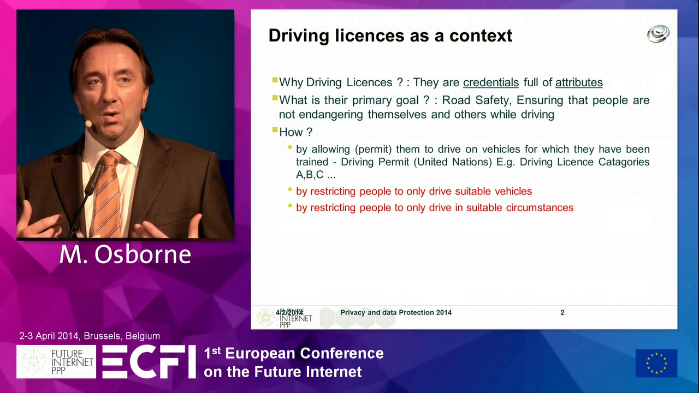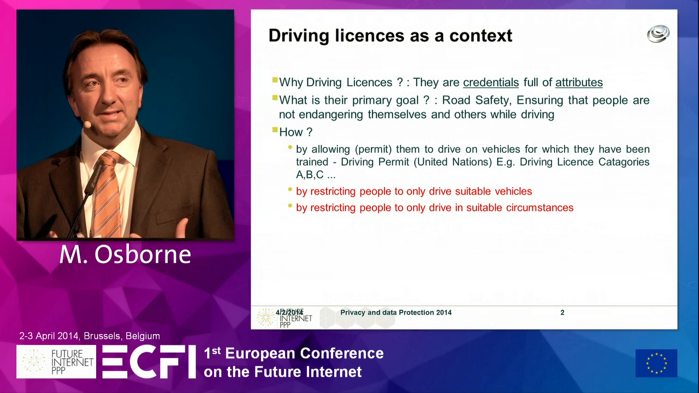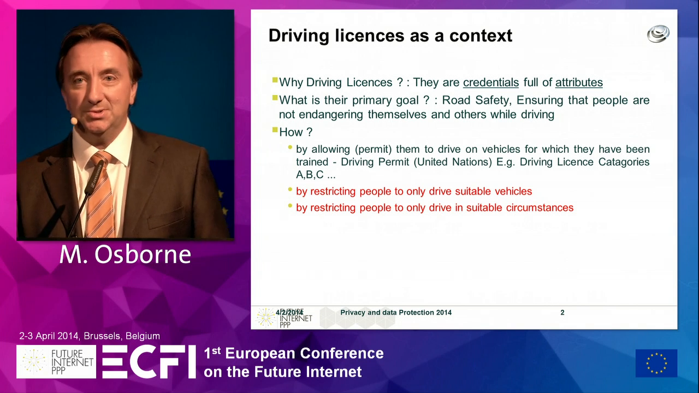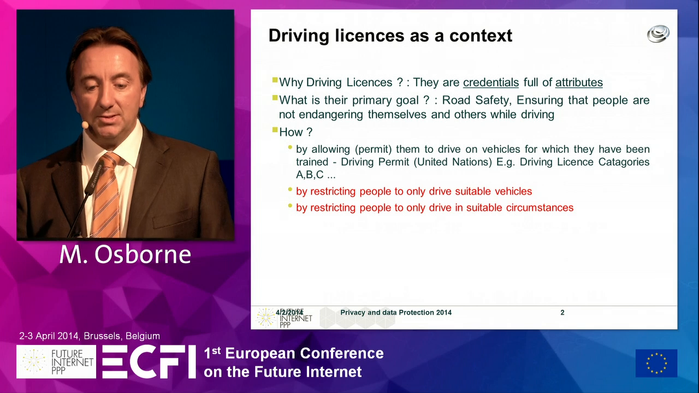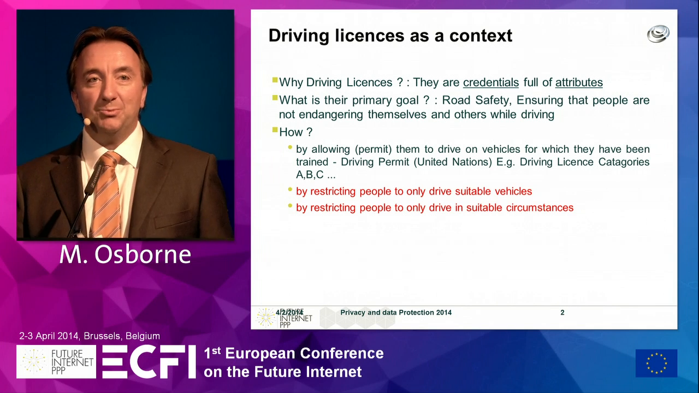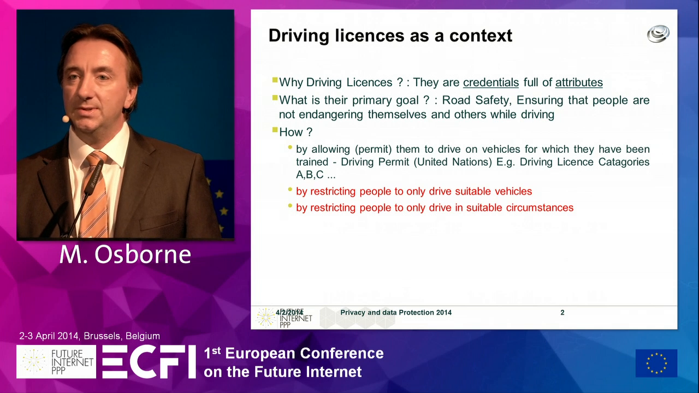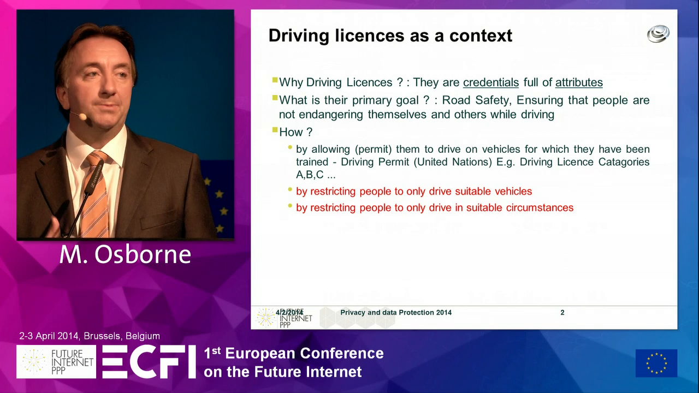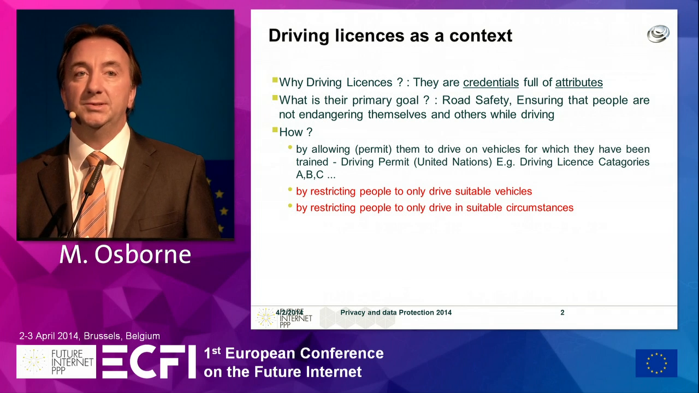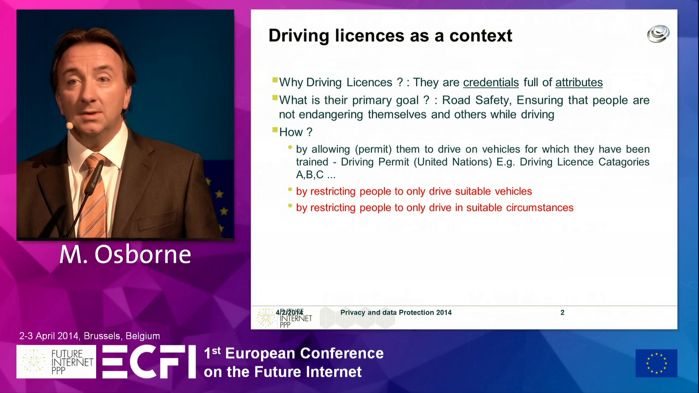And why driving licenses? Actually, because there's a lot of attributes on driving licenses. I'm going to talk about attributes. Now, the primary goal of a driving license is not actually to identify yourselves with. It's actually all about road safety, to make sure that only those people who are suitable to drive cars on the road actually do so. So they're not endangering themselves or other people.